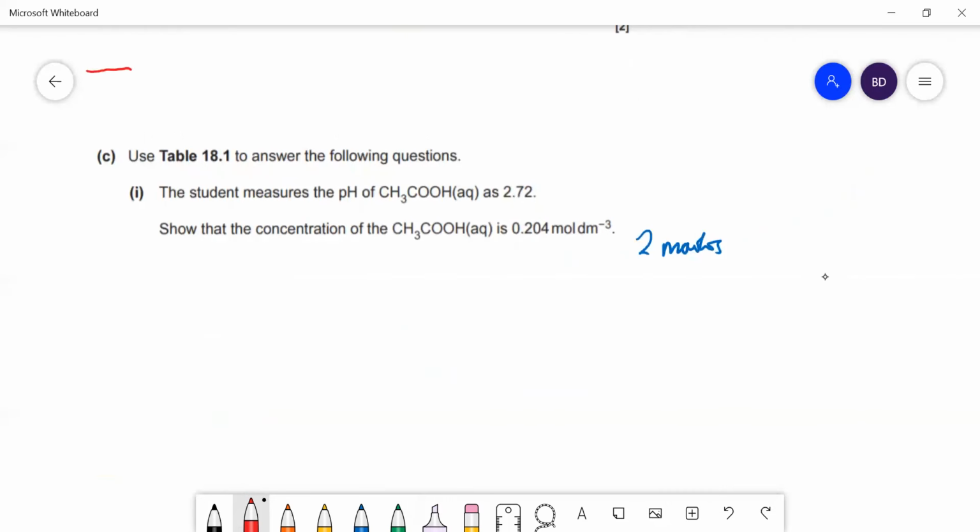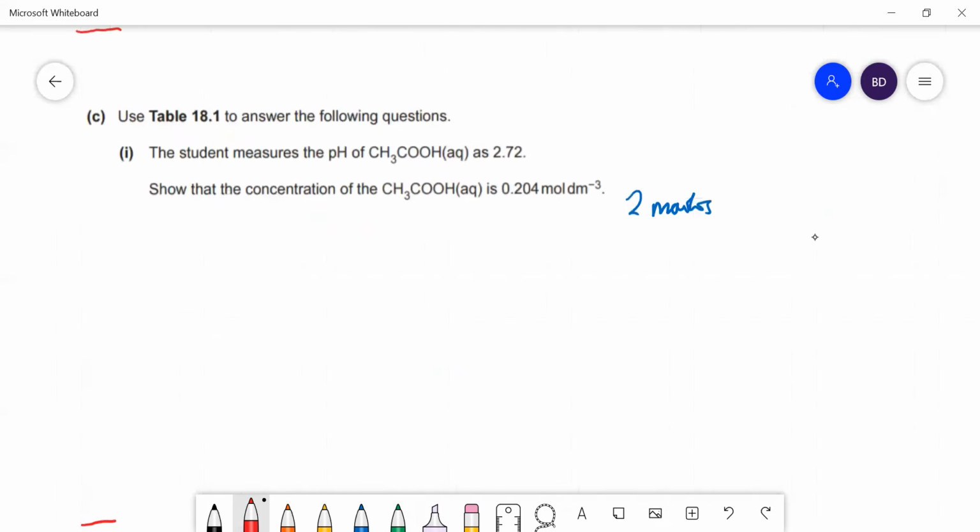Right. Answer the following questions. Okay, the student measures the pH of ethanoic acid as 2.72. Show that the concentration of the acid is 0.24. What we need to do is remind ourselves of the Ka of ethanoic acid, and that was 1.78 times 10 to the minus 5 mol per decimeter cubed. Okay, so I'm going to write down what happens when that acid dissociates. HA goes to A minus and H plus.